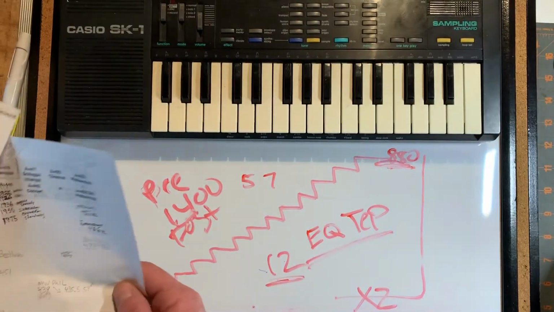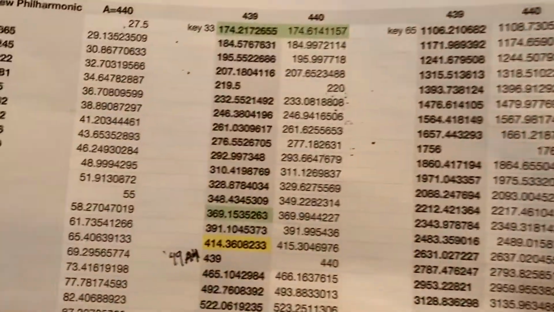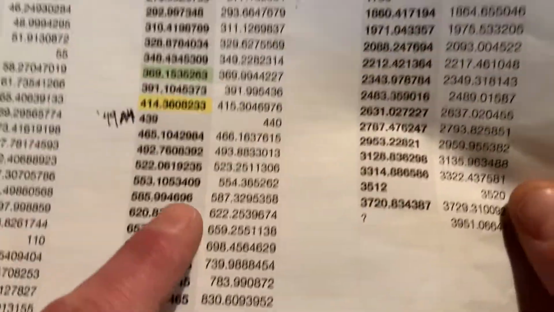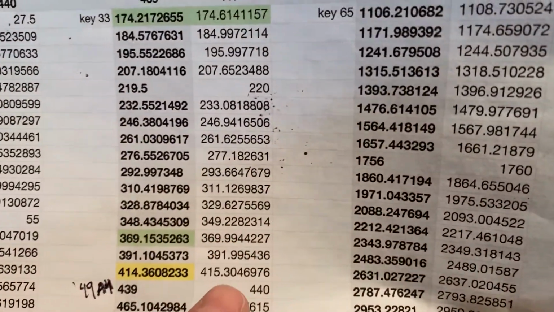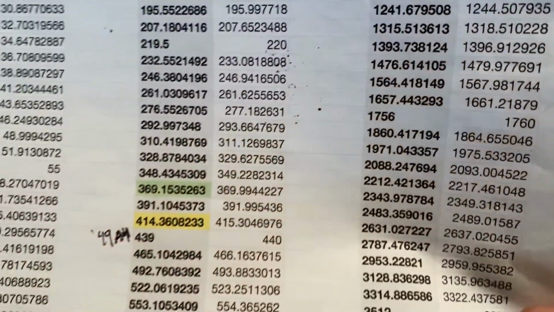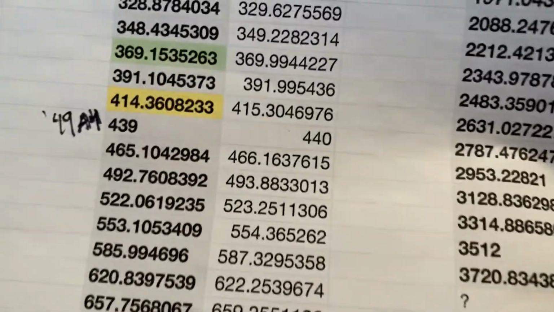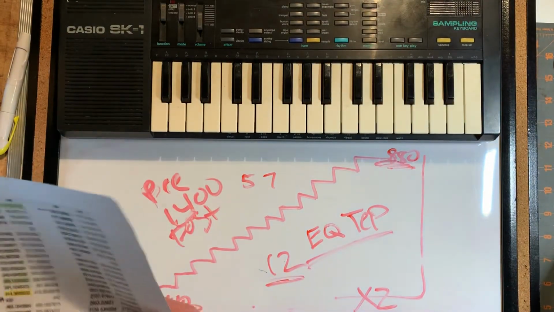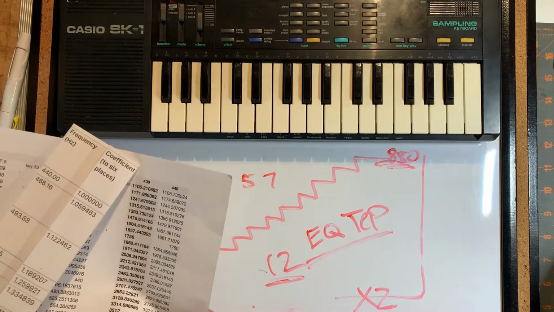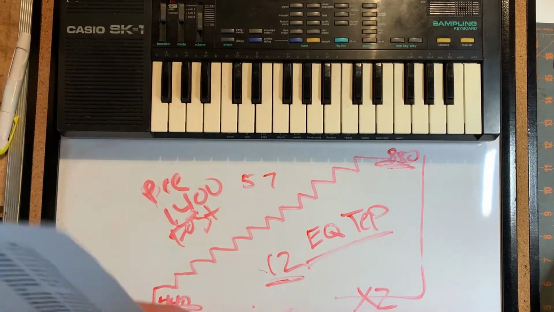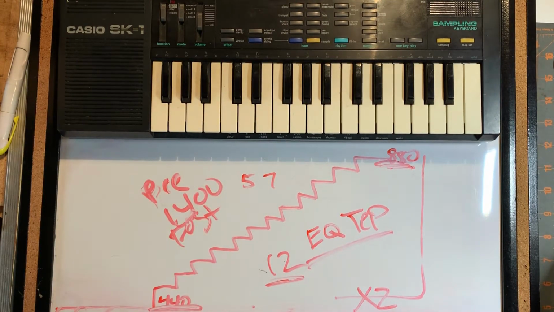So this is what it looks like to go backwards from 440 down, right? And see the next one down is this 415.30. And that's critical, because that's what Bach was using. And so you could Google that. That's called drop E flat tuning, where you take like a guitar, right?